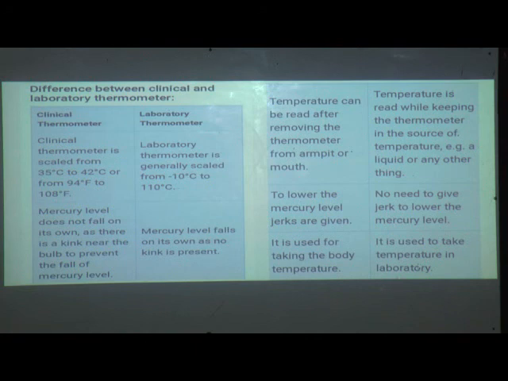So different types of substances are there. To measure the temperature of these substances and solutions, we have to use this laboratory thermometer. So I am going to show you an animation of the steps of using a laboratory thermometer. So you have to see that.